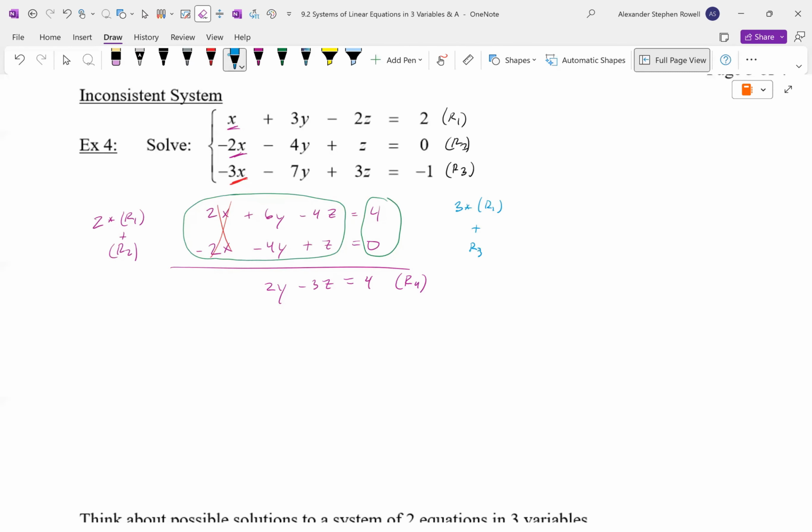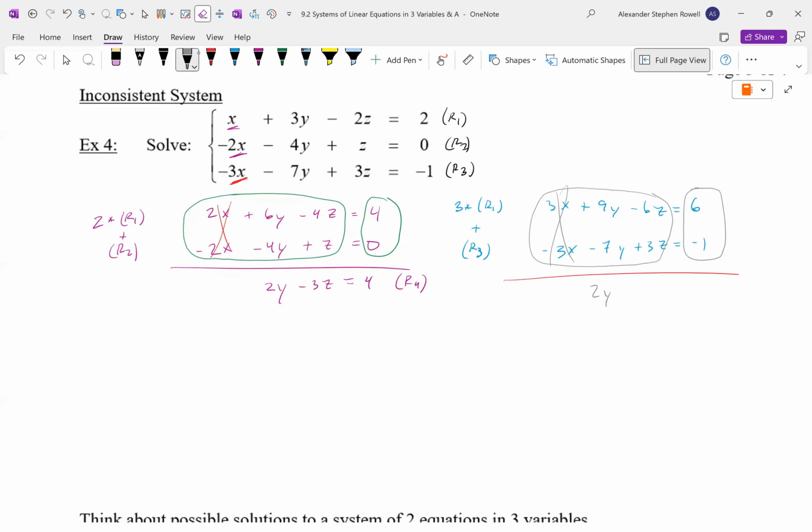3x plus 9y minus 6z is equal to 6. Let me double check. And row 3 is negative 3x minus 7y plus 3z is equal to negative 1. So if we add the sides together, what do we get? 2y minus 3z equals 5. So this is equation 5. Now we need to combine those two together so that we have used row 1, row 2, and row 3.